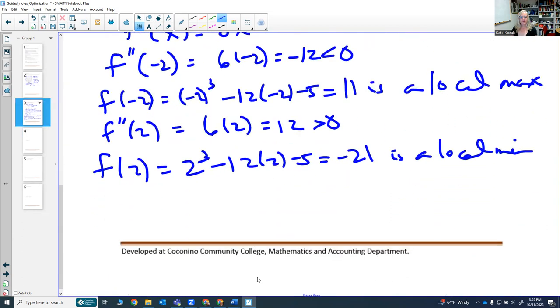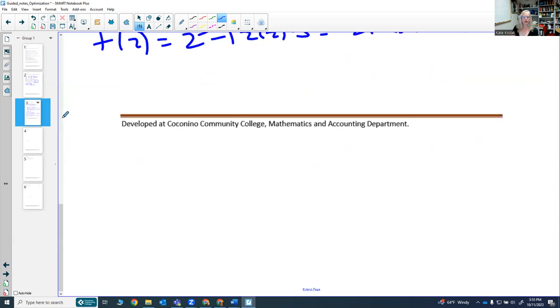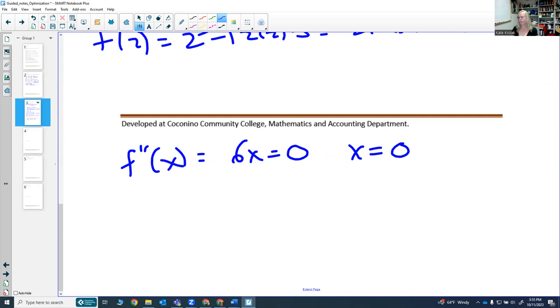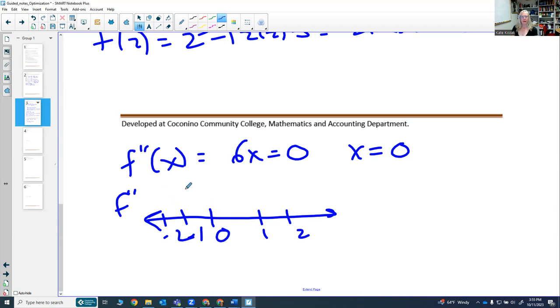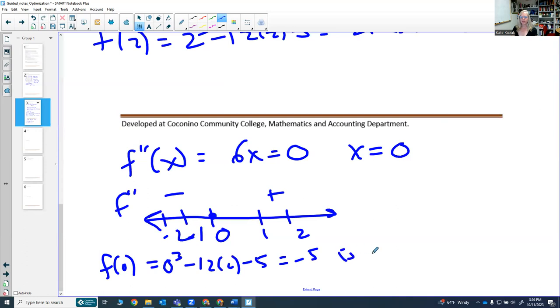The inflection point is where f double prime, which is equal to 6x, equals 0. So x is equal to 0. Looking at your number line, f double prime is negative below zero, positive above zero, and since f double prime changes sign at x equals zero, then f of zero, which is equal to zero cubed minus 12 times zero minus five, which is equal to negative five, is an inflection point.